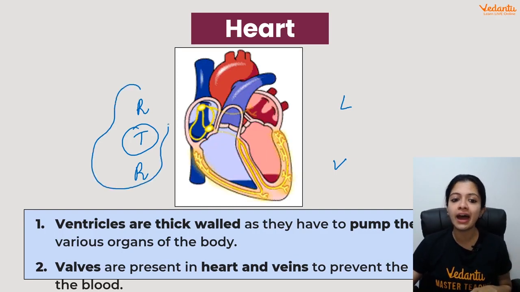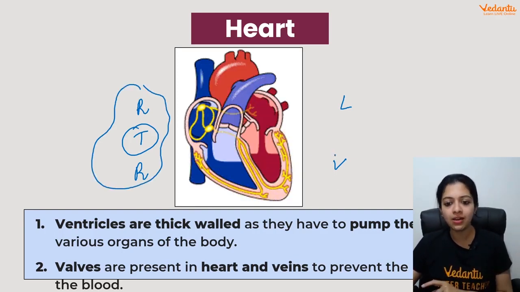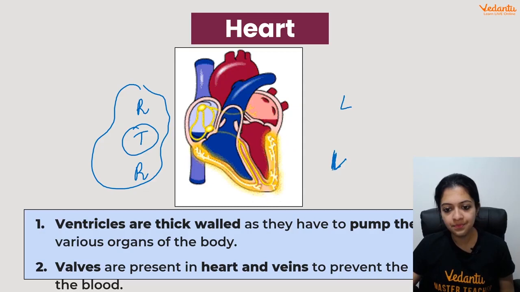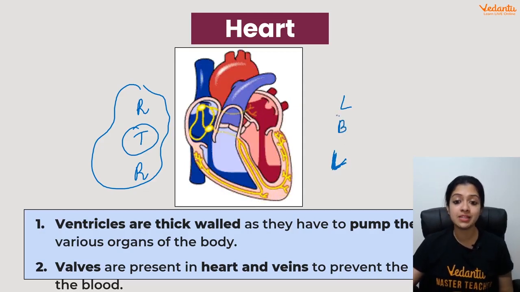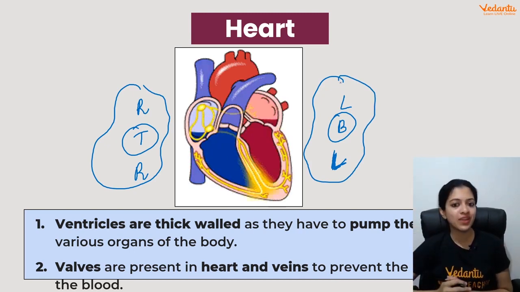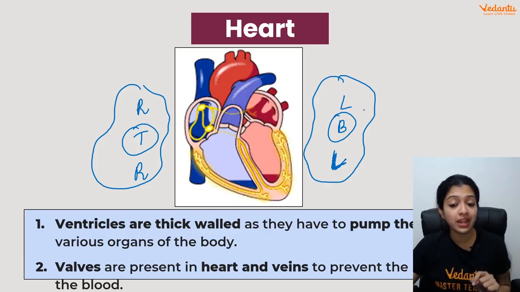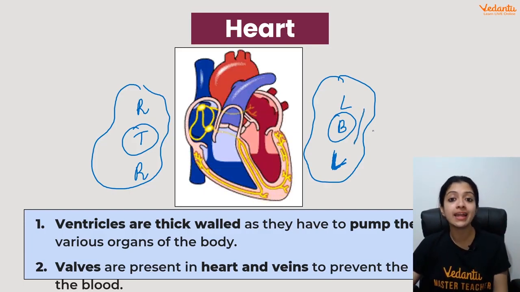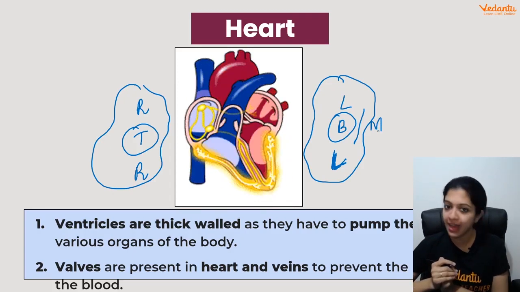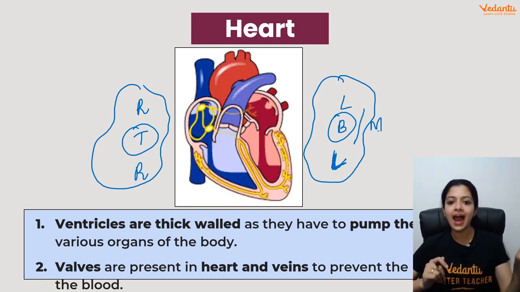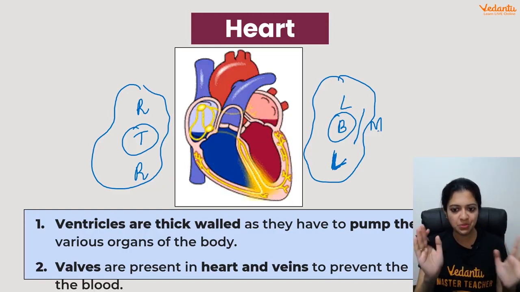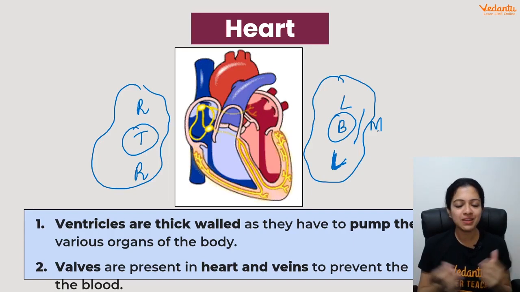Remember, it is RTR. And here, oh, why did I write it as V? It has to be an L. What valve is it going to be? The bicuspid valve, LBL on the left side: left atrium, bicuspid valve, and the left ventricle. The bicuspid valve is also known as the mitral valve. So LBL, RTR. Remember that, create your own mnemonic, however you want to think of it. But just remember, this is where you find the tricuspid and bicuspid valves.